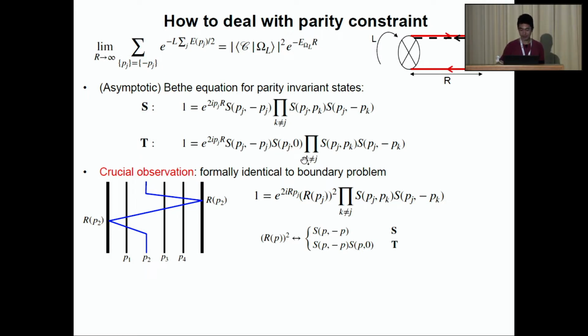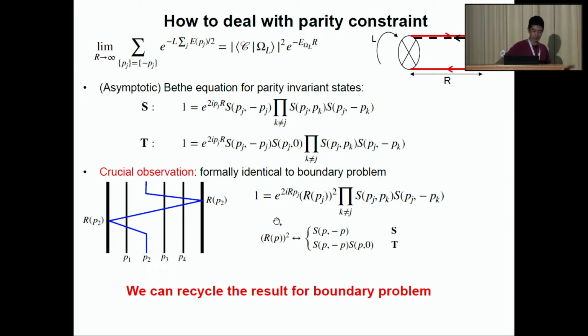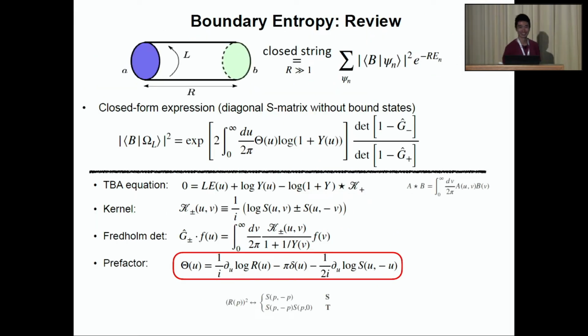So this is basically telling you that once you do this identification, we can just recycle the result for the boundary problem, which was already solved thanks to many people actually in the audience, and also including people not in the audience. Okay, so this is a review of the solution to the boundary problem. This is actually something Kostya already mentioned. So the idea is to now consider the cylinder with a boundary and then analyze this partition function in two different ways and solve it using thermodynamic beta ansatz.